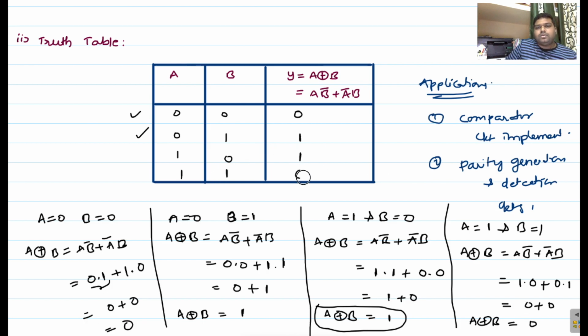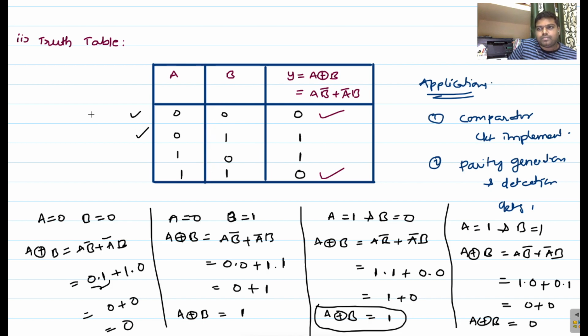So you will get 0 here. Now you observe, what do you conclude from this particular table? If you observe this first condition, if both the inputs are 0, then the output will become 0. If you observe the last condition, if both the inputs are logic 1, then the output will become 0. So from these two conditions, what can you conclude?